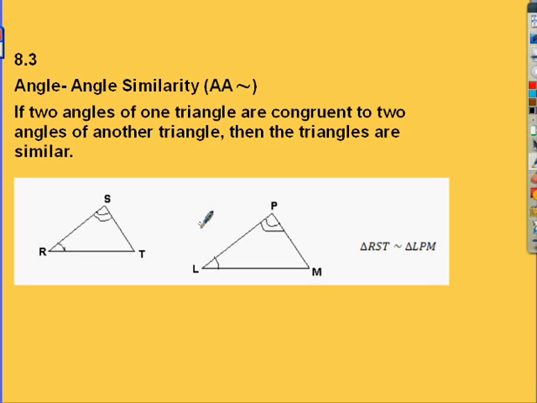So what this angle-angle similarity theorem says is, if two angles of one triangle are congruent to two angles of another triangle, then the triangles are similar. So on this picture, since I know that angle R is congruent to angle L, and angle S is congruent to angle P, that is enough to say that these triangles are similar. And right here we have written our similarity statement. Okay, let's apply this.